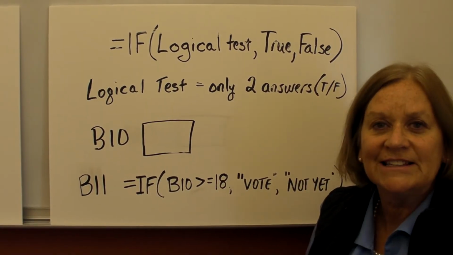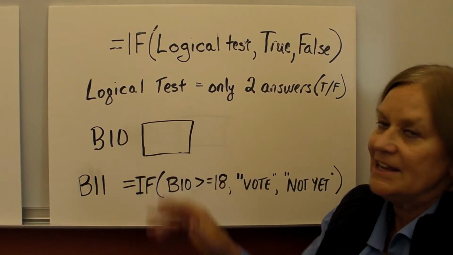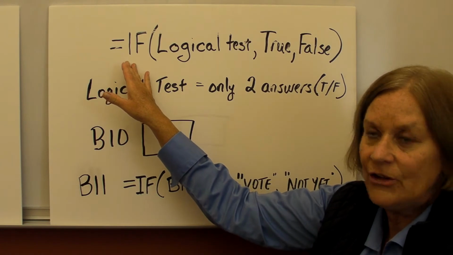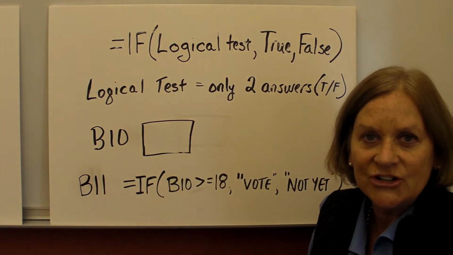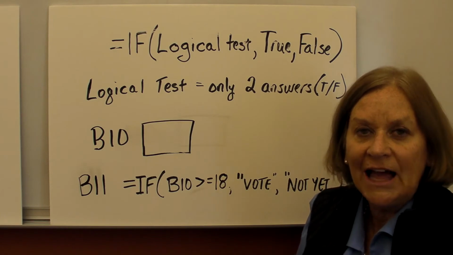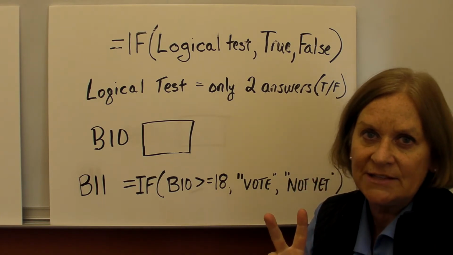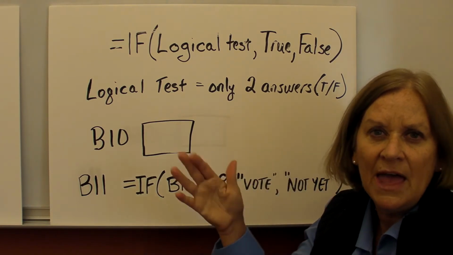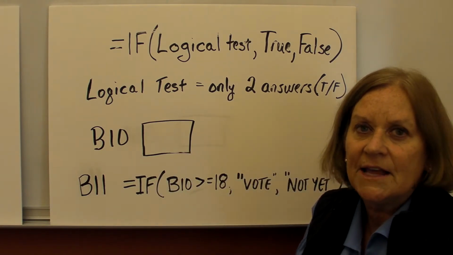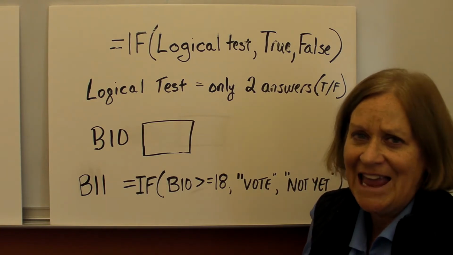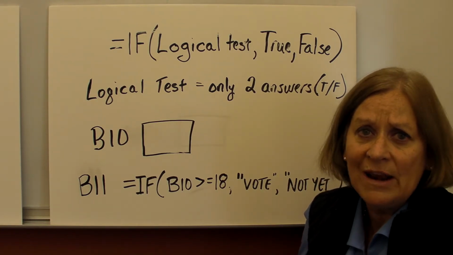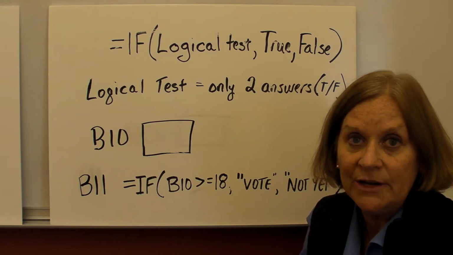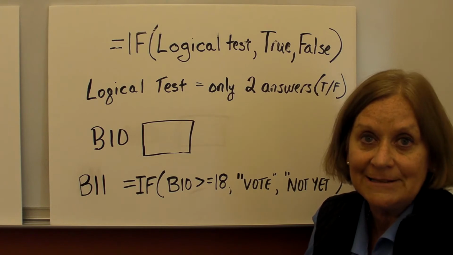The IF function is a logical function. It contains 3 arguments. We start out with the equal IF, and the first argument is a logical test. Now, a logical test only has 2 answers. It has a true answer or a false answer. An example, does the value in cell A10 equal 100? It's either going to be true, yes it does equal 100, or false, no it doesn't.